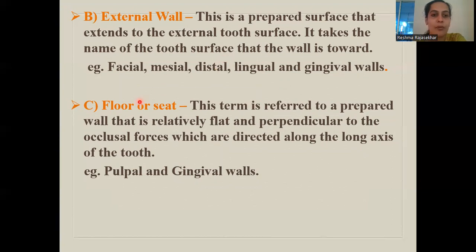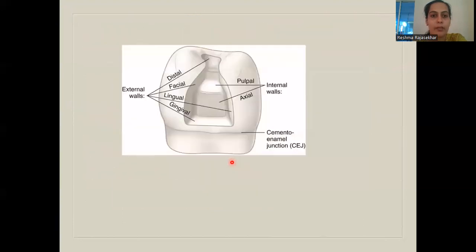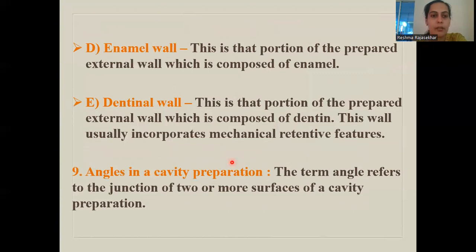And next is the floor or the seat of the cavity, referring to the part of a prepared cavity that is slightly flat and perpendicular to the occlusal forces along the long axis of the tooth. Examples are the pulpal and gingival walls. Next terminology is the enamel and dentinal wall. The enamel wall is the portion of the prepared cavity wall which contains enamel, and the dentinal wall is the portion composed of dentin.